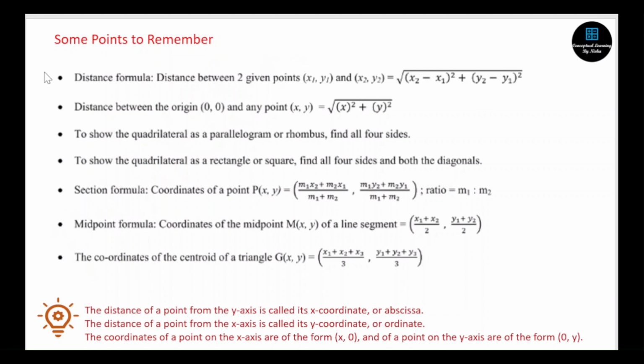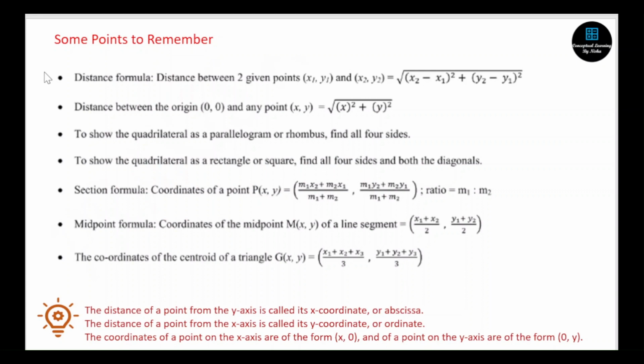Section formula: if the ratio is given as m1 to m2, the point P(x, y) coordinates are (m1 x2 plus m2 x1) upon (m1 plus m2), (m1 y2 plus m2 y1) upon (m1 plus m2). Midpoint formula is (x1 plus x2) upon 2, (y1 plus y2) upon 2. And centroid formula: the coordinates of the centroid of the triangle are given as (x1 plus x2 plus x3) upon 3, (y1 plus y2 plus y3) upon 3.